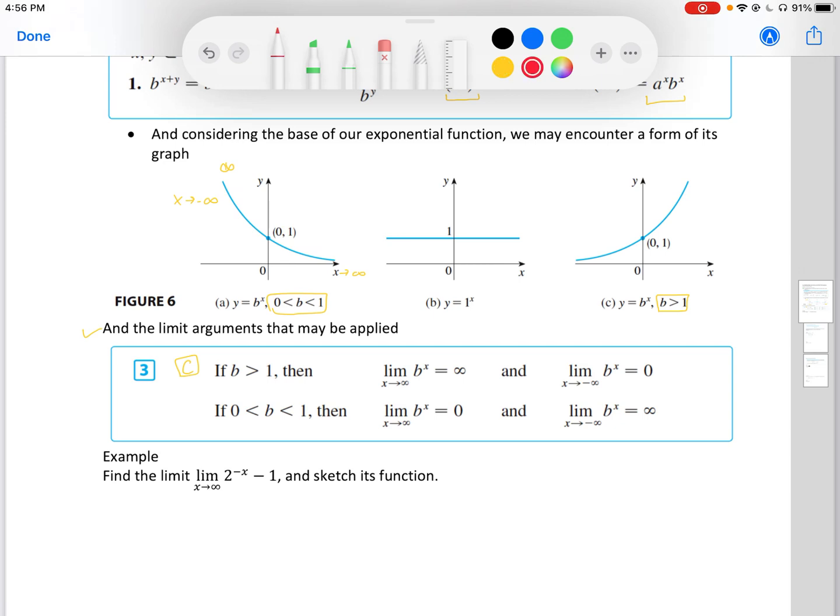So as x approaches infinity, our x numbers are getting bigger and bigger, and our graph is reaching infinity. And as our x values are getting smaller, approaching negative infinity, it's getting closer to 0, but not quite. For the second piece, look at your graph A. If b is between 0 and 1, the limit as x approaches infinity of b to the x power equals 0, and the limit as x approaches negative infinity of b to the x equals infinity.